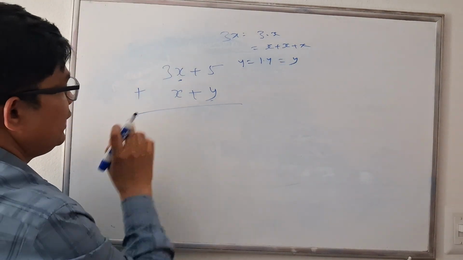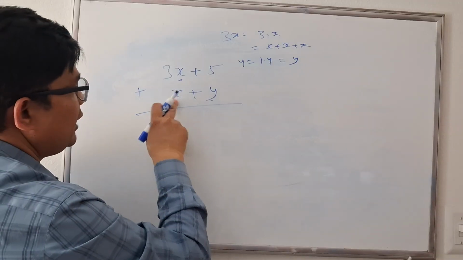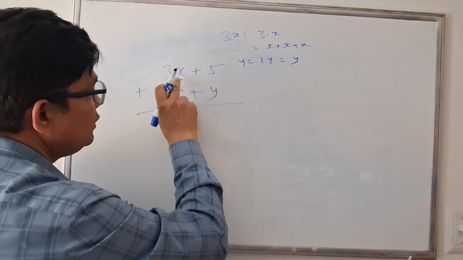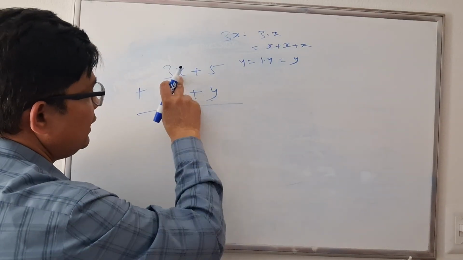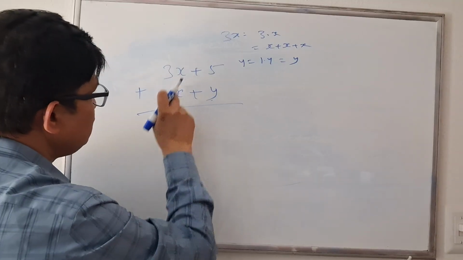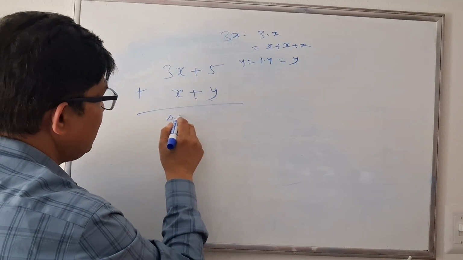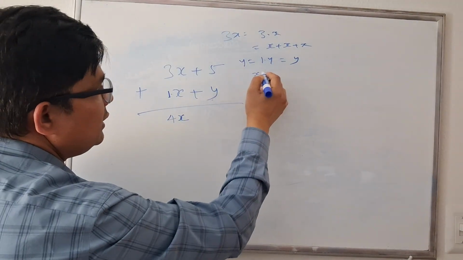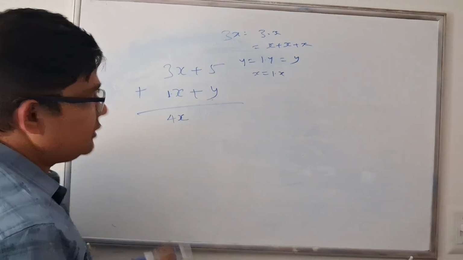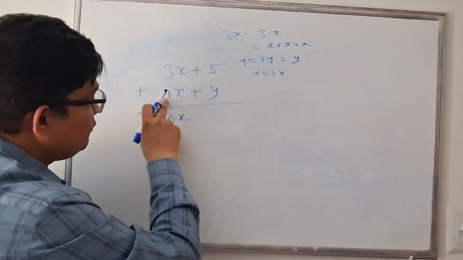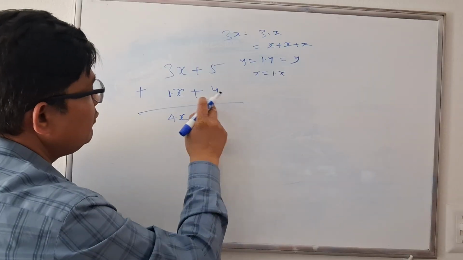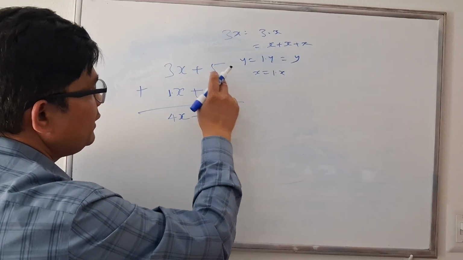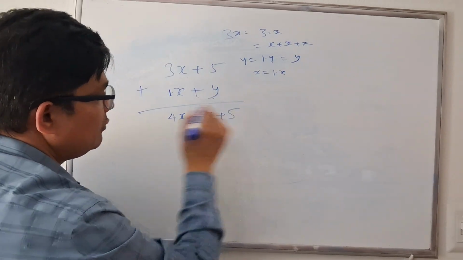Now if you have to add here, 3x will be added to what, x or y? X. You don't add it to y because the variable is different. Here x, here y. So 3x plus x will be 4x, because x means 1 times x: 3 plus 1, 4x. Do we have any y here? Just one y, so we'll just write it down. Any constant here? No, just 5, so plus 5.